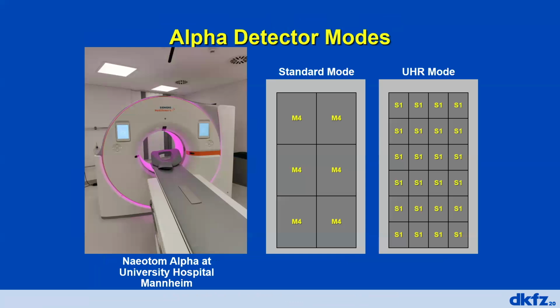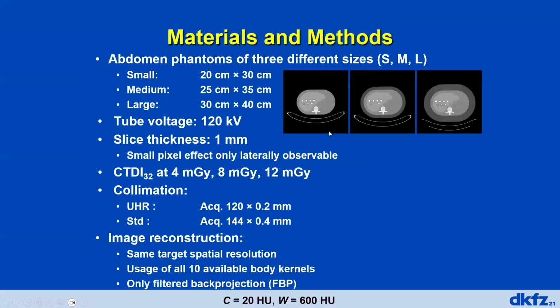As I already said, we have access to a photon-counting detector. This is the Neotom Alpha. If you followed the RSNA yesterday, there are now just a couple of photon-counting systems available. So this is now just one of them. And this system offers two detector modes. One we call the standard mode, which has rather large pixels, and the other one we call the UHR mode, which has very small detector pixels. And these small detector pixels are usually just binned to obtain those larger detector pixels.